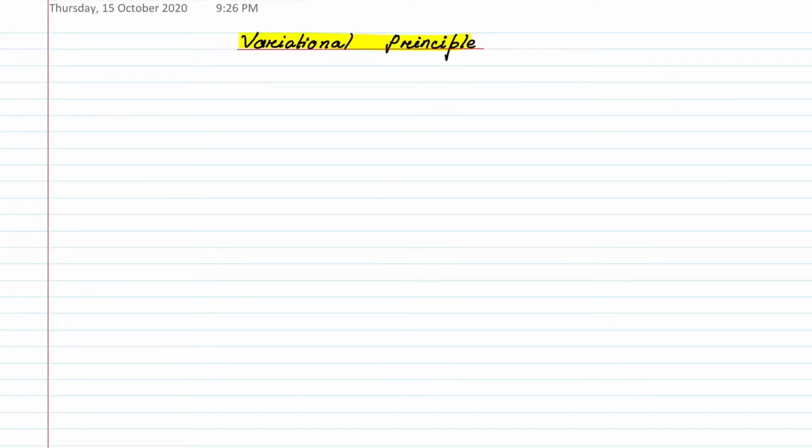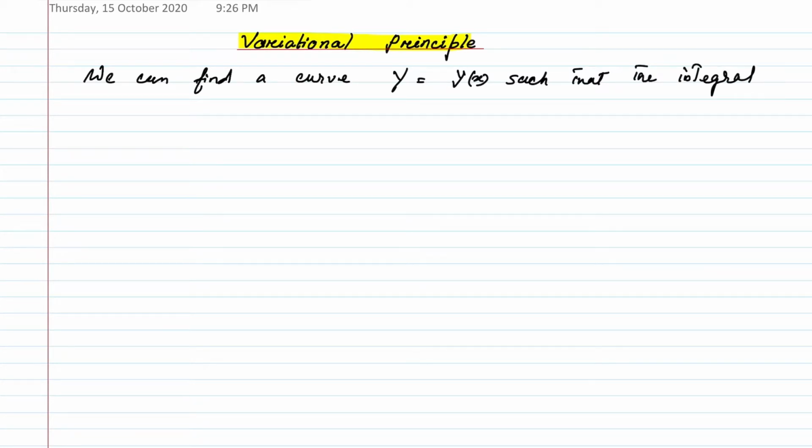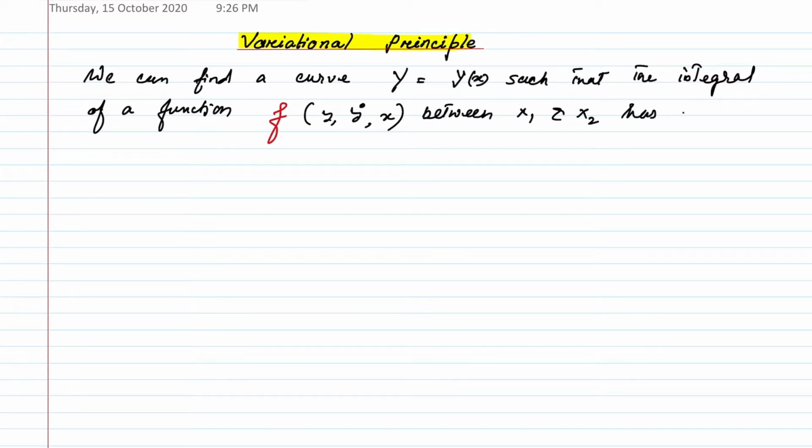In this video, we are going to discuss the variational principle. Using this technique, we can find a curve y is equal to y of x such that the integral of a function f, which is a function of y, y dot and x, between x1 and x2 has a stationary value.